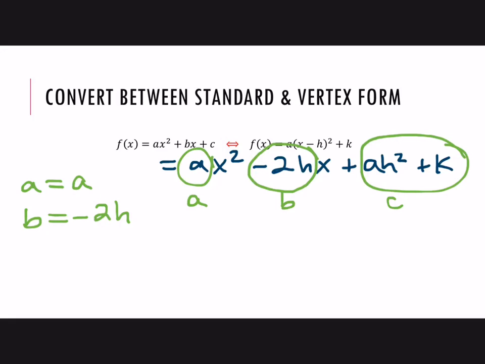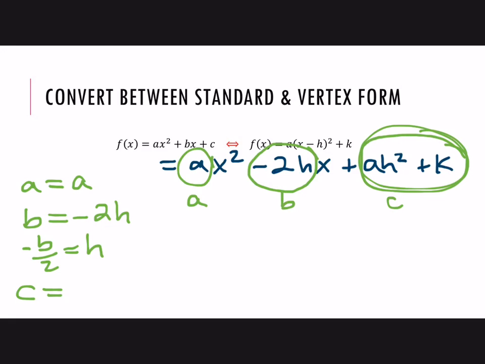Now usually we write this in a different form. We usually divide by 2, and a negative sign. So we rewrite this as negative b over 2a equals h. And that's the way you'll typically see that formula written. But same idea, we can still convert back and forth between b and h. Okay, and then finally c.